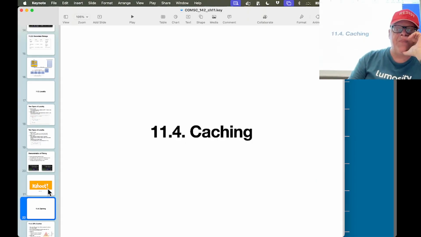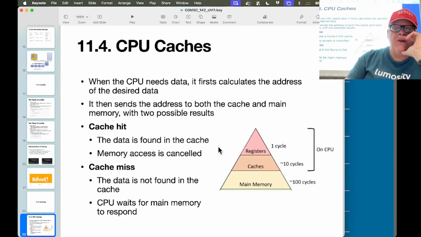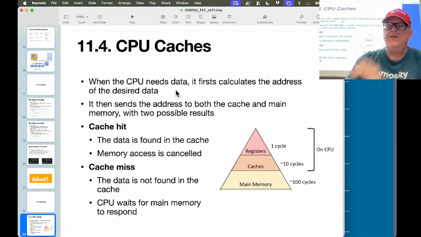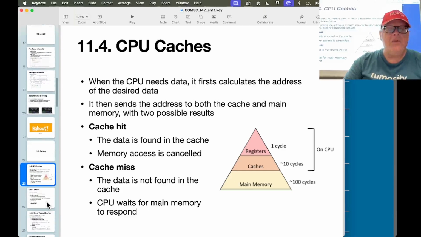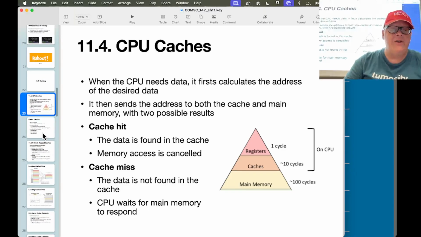All right, so there's caching. When you need data, it first calculates the address of the data. It then sends the address to both the cache and the main memory, because it might be in the cache, which means you read it recently and saved it in the cache, in which case it'll be able to load it very quickly, and it won't bother the main memory. If it has a cache miss, then it will find it in main memory, and that process is the main point of this lecture.